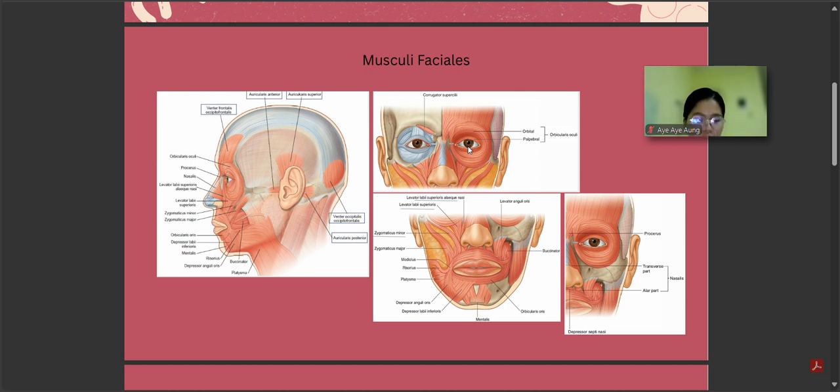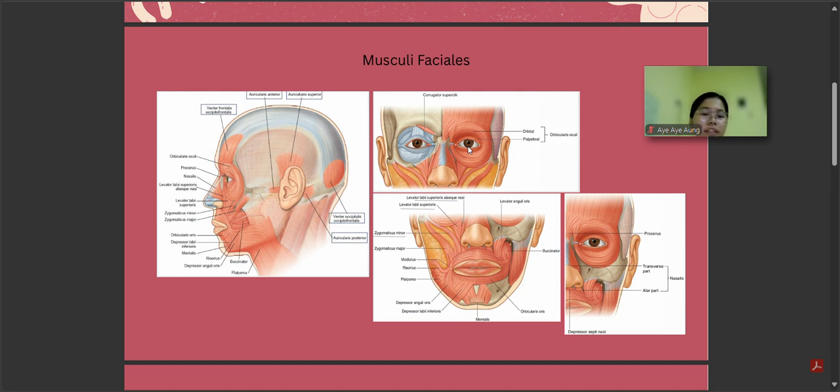So, let's begin with the musculi faciales, or the facial muscles. Before that, we're going to discuss the Situs Facialis. This video will be about the musculi and the neurovascularization present at the Situs Facialis. The first one we are going to discuss is musculi faciales.